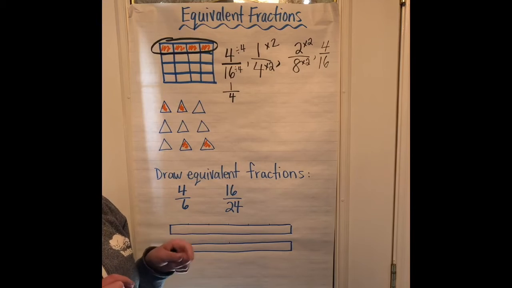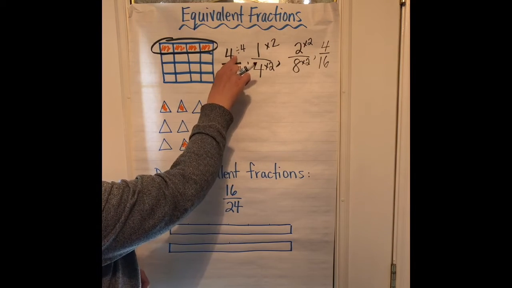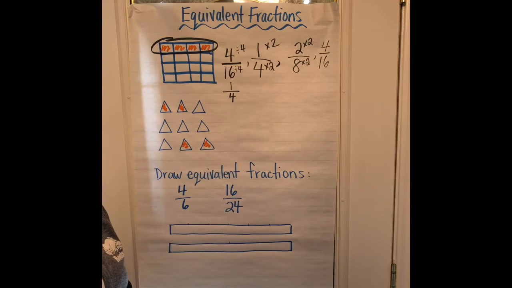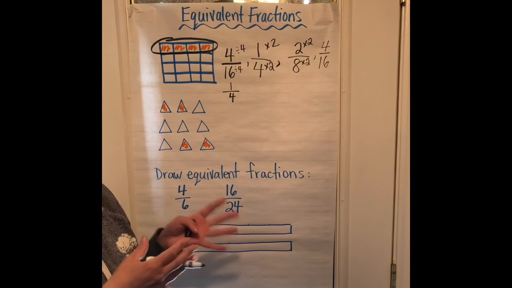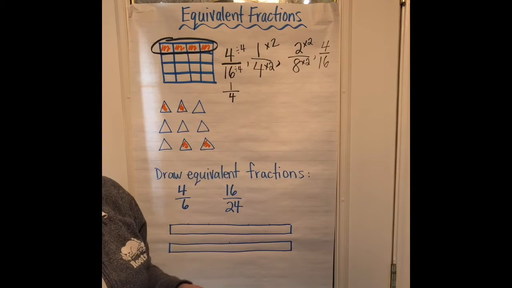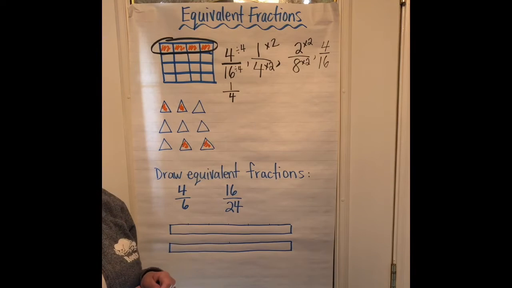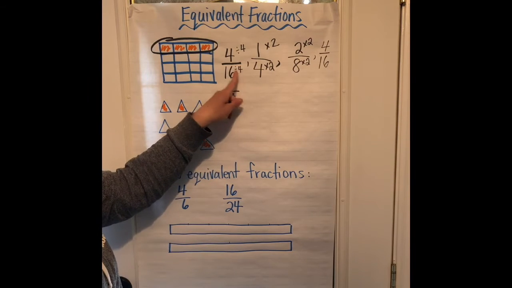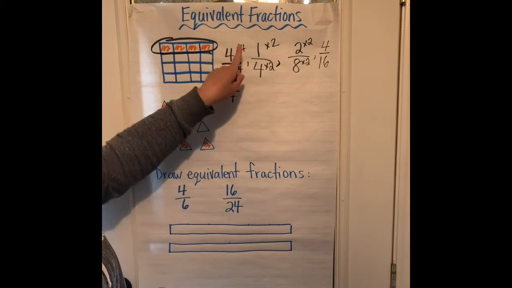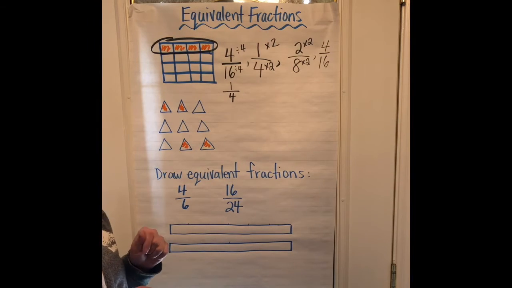You've got to pick a number that the number is divisible by. So I could not do 4 divided by 6 because 4 does not divide into 6 equally. I can't do 16 divided by 6 because 6 is not a multiple of 16. I've got to pick a number that divides equally into those numbers. I know that 4 is a multiple of 16. I know that 4 is a multiple of itself. So I've got to pick a number.